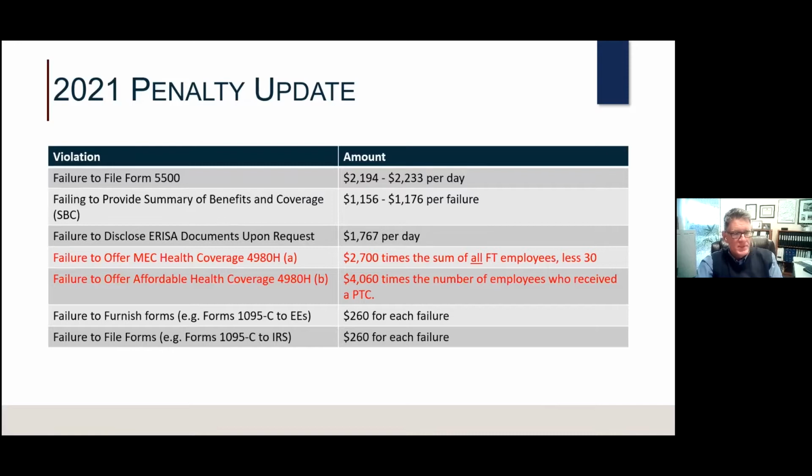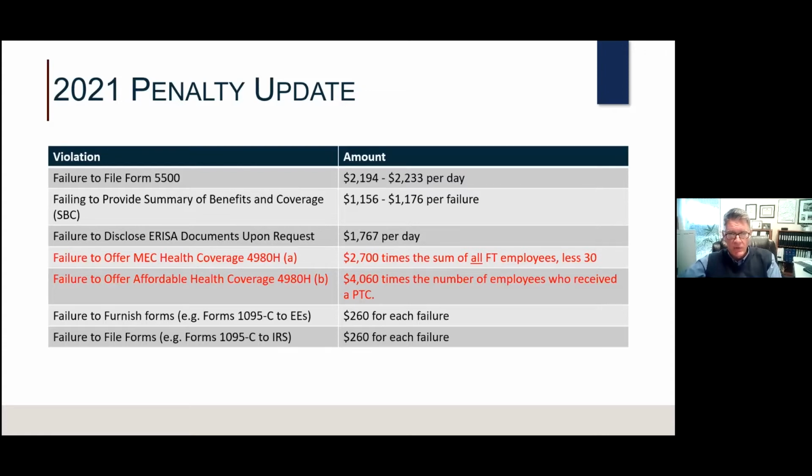So a brief penalty update. The ACA penalties increase every year. This slide provides a variety of different penalties for different things under ERISA, but I've highlighted the two important ones that are relevant to what we're talking about today. The A penalty for failing to offer health care coverage, and the B penalty for failing to offer affordable health care coverage. Those have both gone up.